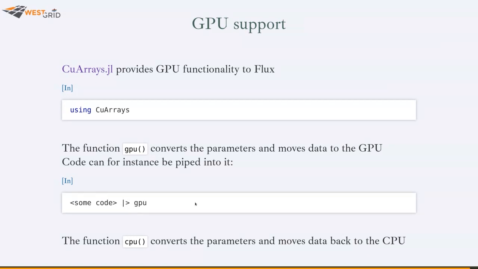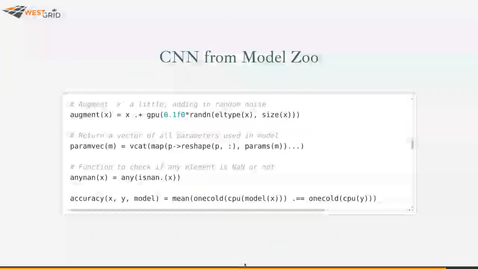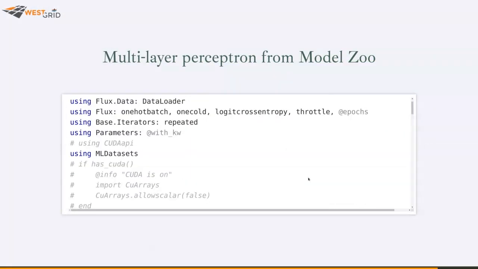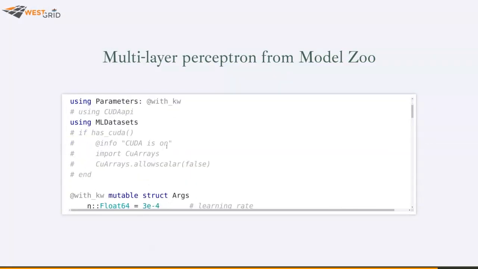And you can even, this is the pipe in Julia. So you have some code, you have your model or whatever, you can just put a pipe and poof, throw it into gpu, and that's that. It's as simple as that. And the function cpu converts things back and moves them back to the CPU.